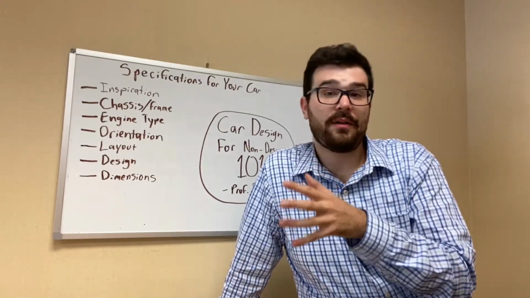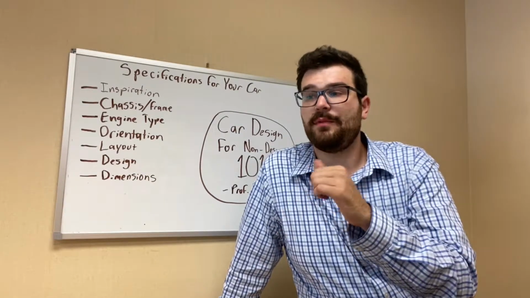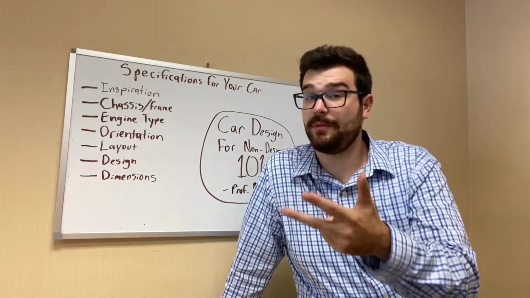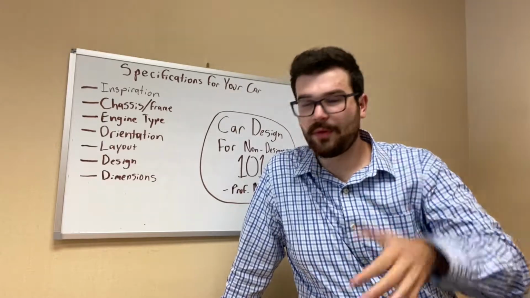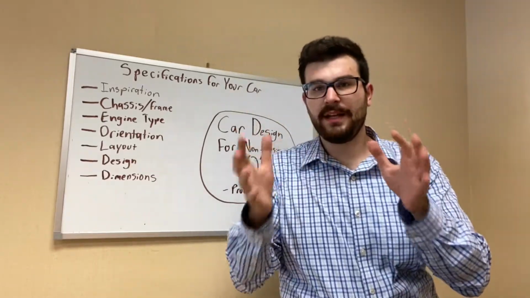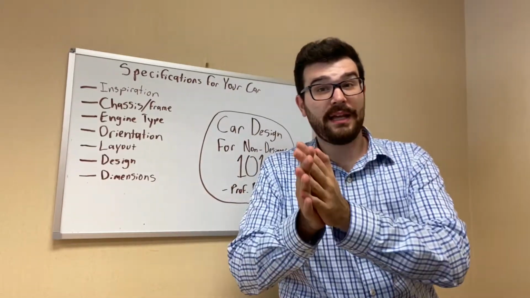Rear-wheel drive typically is more for performance vehicles, and like I said about all-wheel drive, it's much more for your minivans, your crossover SUVs, your sports cars, your high-performance sports cars. And four-wheel drive is for your off-road, power-hungry, torque-loving trucks and stuff like that. So that's the orientation. That's how your vehicle is going to move. Okay, so let's find out about the layout now.